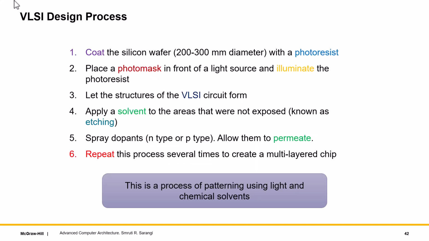So let's look at the VLSI design process to begin with. What we do is we consider a large wafer, 20 to 30 centimeters in diameter, roughly 1 foot. So we coat it with a photoresist.